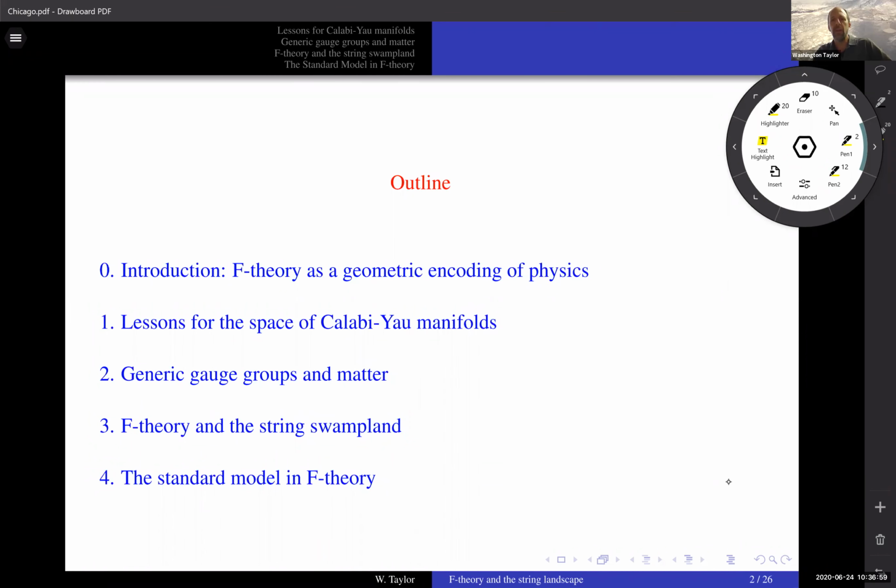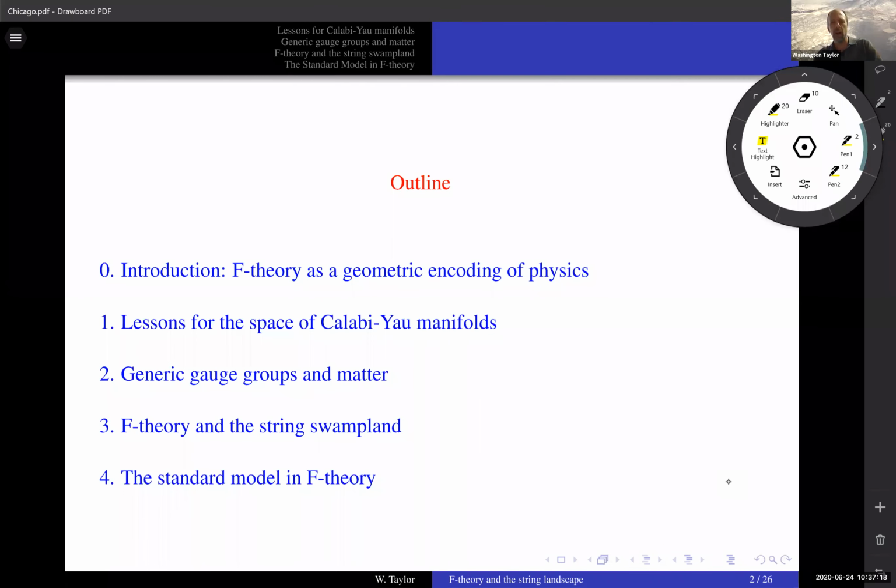So I'll start by very briefly saying a few things about F-theory. I'm not really going to use a lot of the technical details of F-theory. For those of you who know F-theory, this is just a quick reminder. And for those of you who don't, this is giving you a flavor for how this tool works. It's basically a geometric encoding of physics.